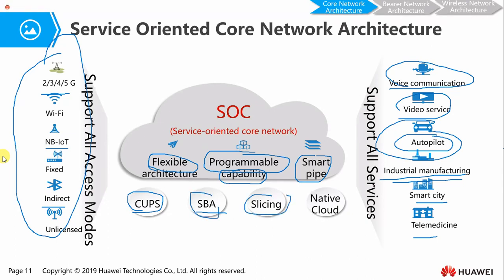And the slice. By slicing, we can cut our physical network into different slices to support different services for different users or customers, like voice communication slice 1, video service slice 2, automatic driving slice 3, and industrial manufacturing slice 4. This is the slicing. It's very flexible.